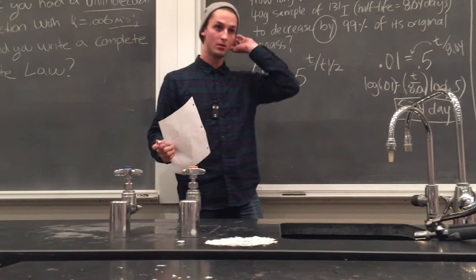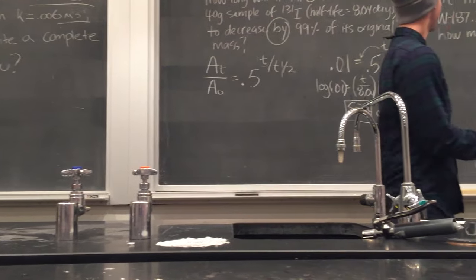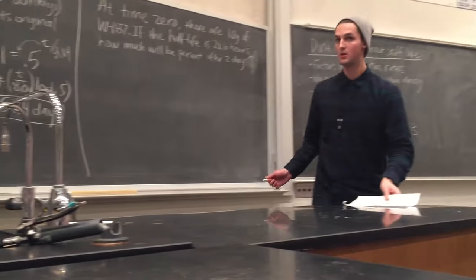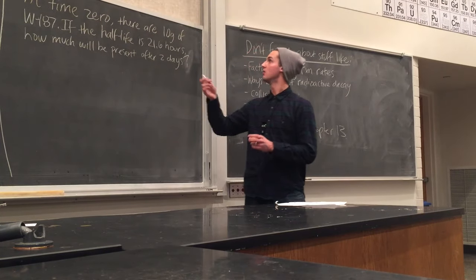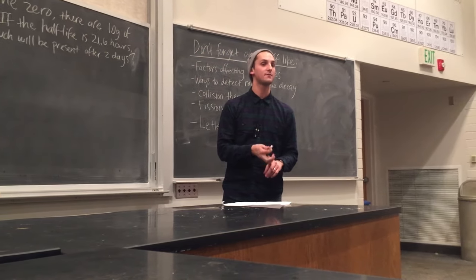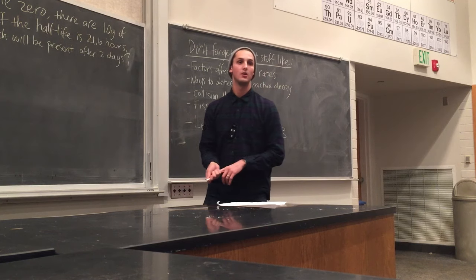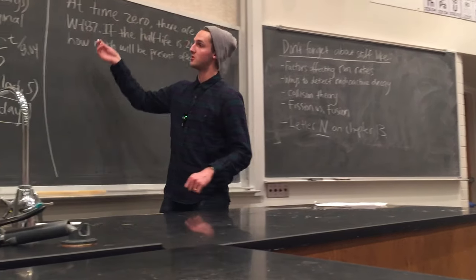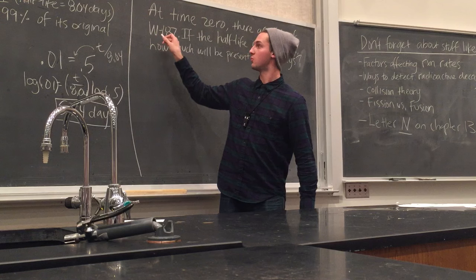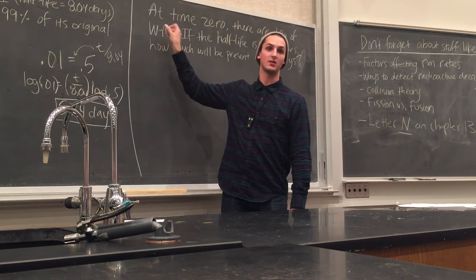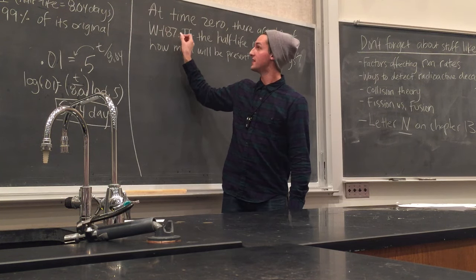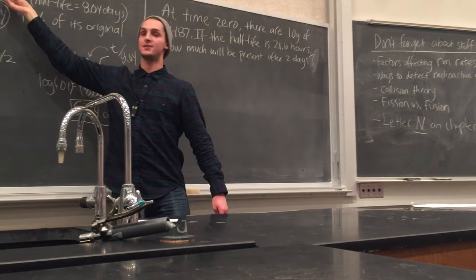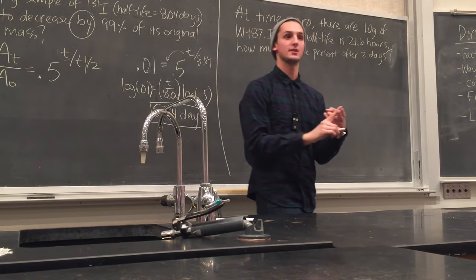Okay? Let's do another one. At time 0, there are 10 grams of tungsten-187. One thing to point out too, there's multiple ways they can write these nuclides. One of them's like this. They might just say tungsten-187. This 187 is referring to the mass number, so protons and neutrons combined.